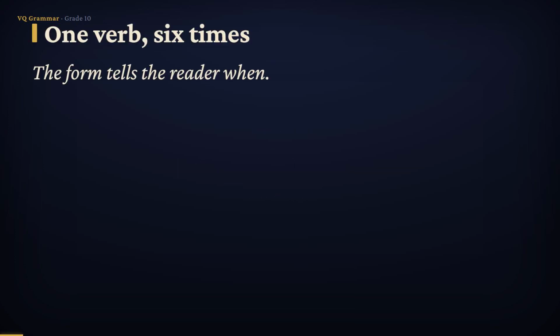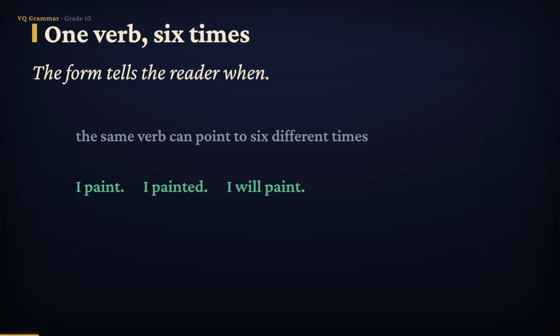Let's start with the big picture. A verb doesn't just tell your reader what happened, it tells them when. And the same verb can point to 6 different times just by changing its shape. Take one ordinary verb, paint. I paint, I painted, I will paint. Those 3 are the simple tenses.